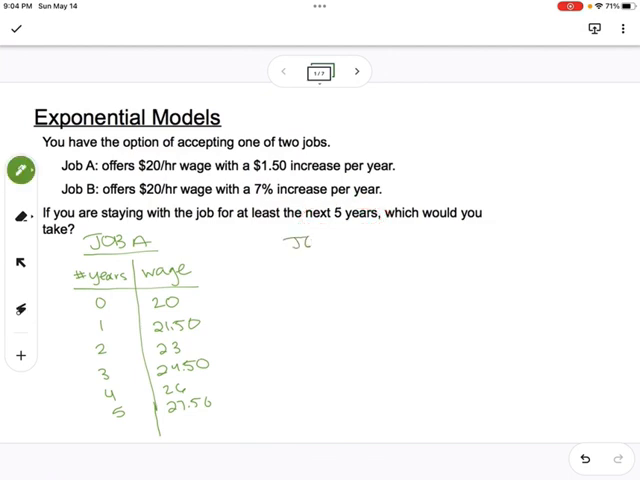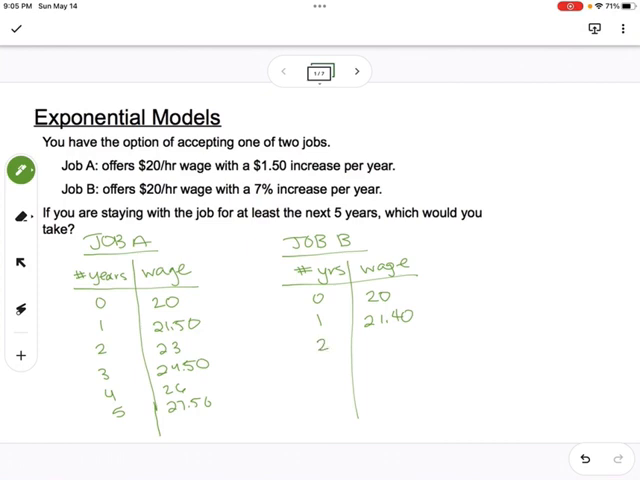If we look at job B, we have our number of years, our wage. So year 0, still starting at that $20. Year 1, we're increasing that by 7%. So 7% as a decimal is 0.07. So we're doing 20 times 0.07. And we get a $1.40 raise. So that brings us to $21.40.